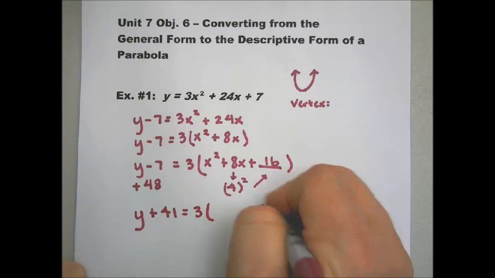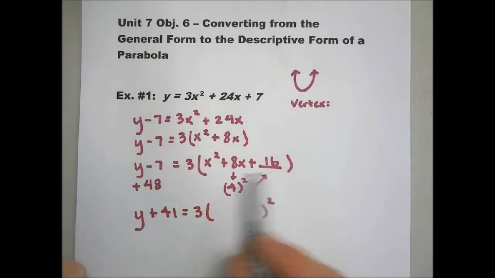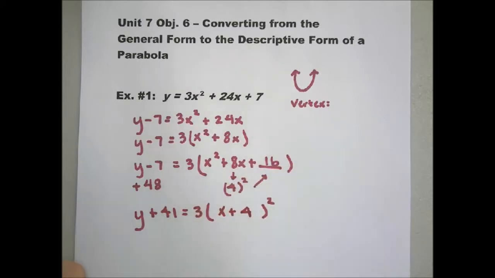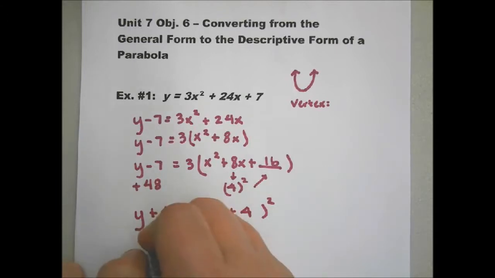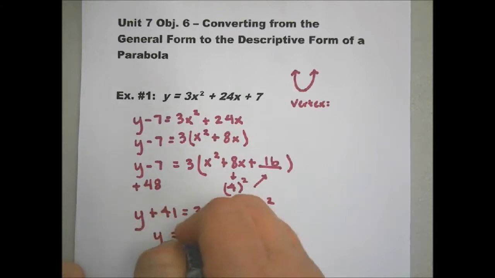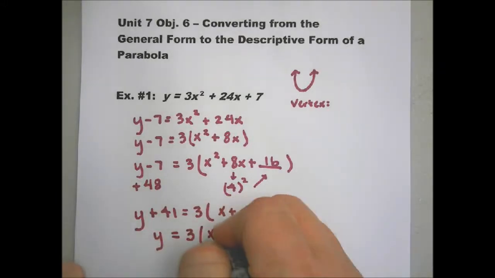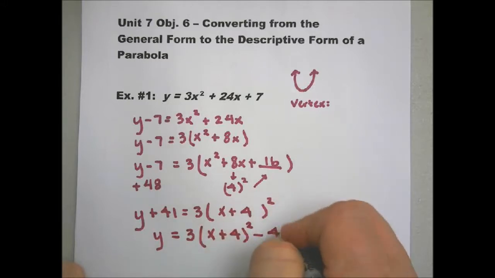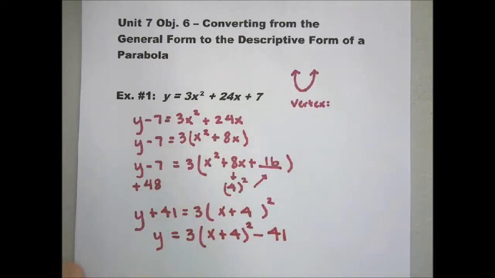Now over here on the right, I've got a perfect square. And that perfect square is x plus 4, because remember, it's always this 1/2 number that we use to complete the square that makes the perfect square. Now I'm almost in descriptive form. All I've got to do is move that 41 over to the other side. So now I have an equation that says y equals 3 times x plus 4 quantity squared minus 41. Now I'm in descriptive form.